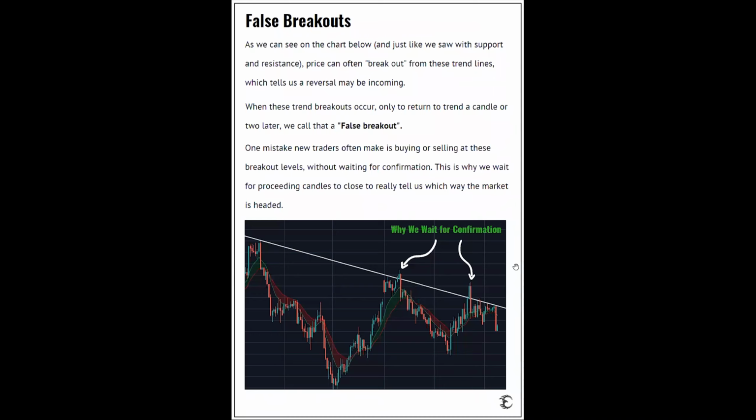So one mistake new traders often make is buying at these support levels, as we would have seen last week, or selling at resistance levels, without waiting for a confirmation of what the trend is actually doing. So if we had bought here, thinking that we had broken out from the trend, the very next candle gave back a lot of that profit if you were riding it from down here or even from down here. And the same thing can be said here.